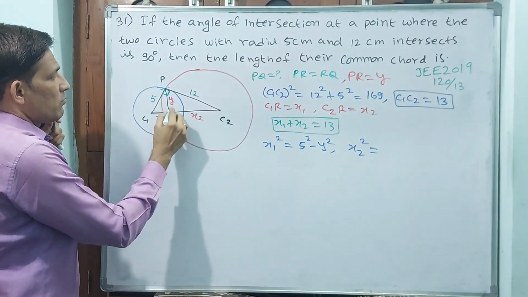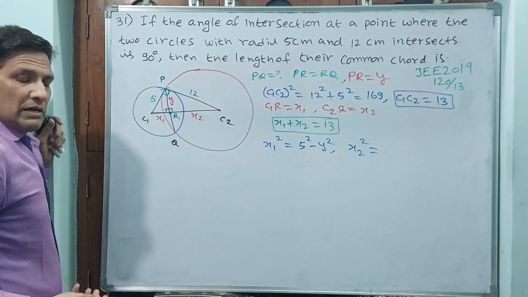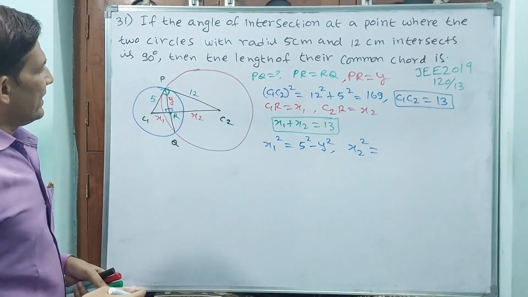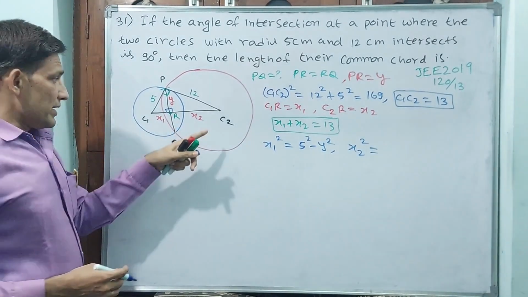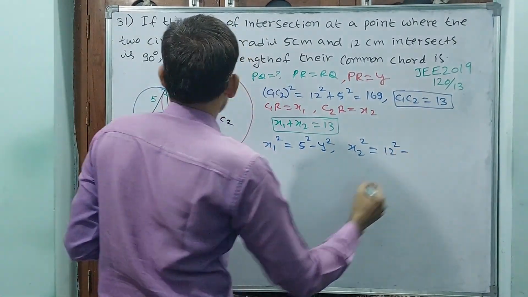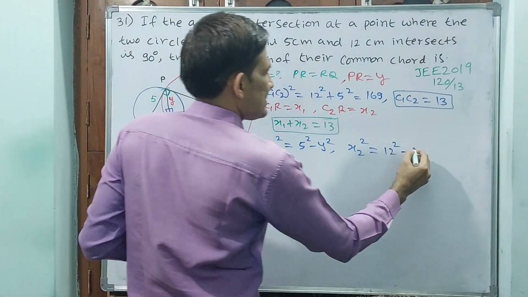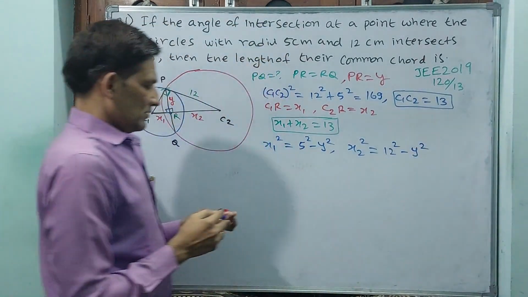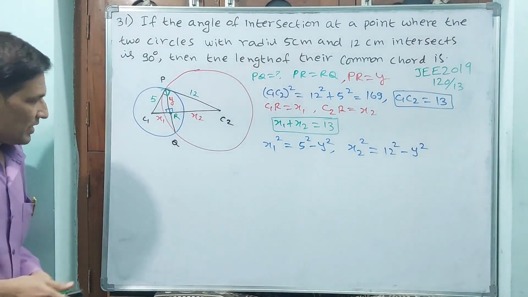x2 square. Why? Because both are 90 degrees. What can we say? Right angle triangle. x2 square is equal to 12 square minus y square. Do you accept? Definitely.